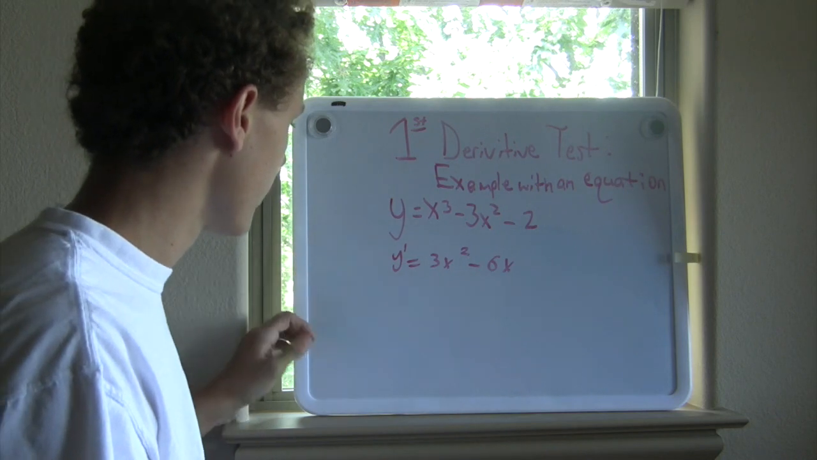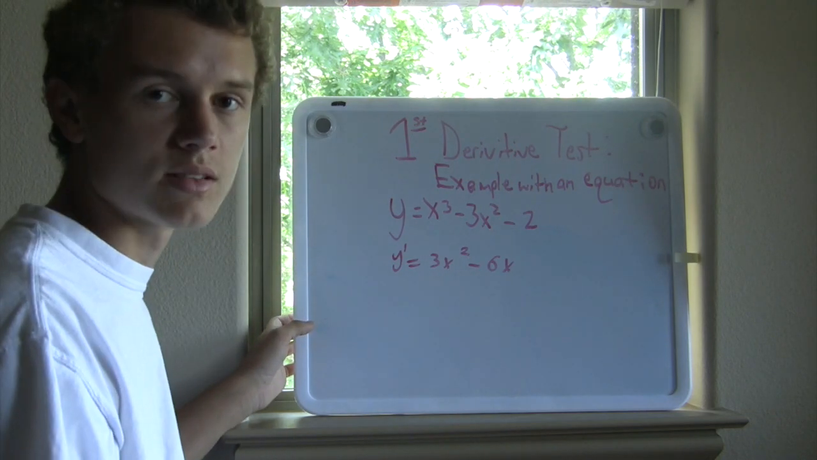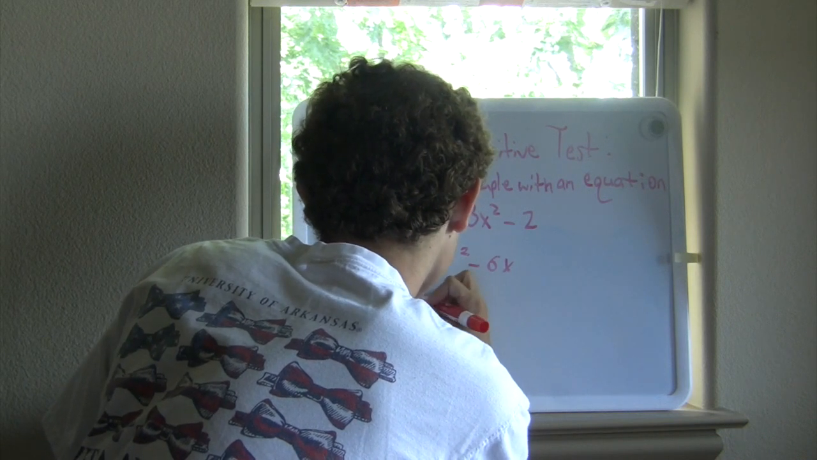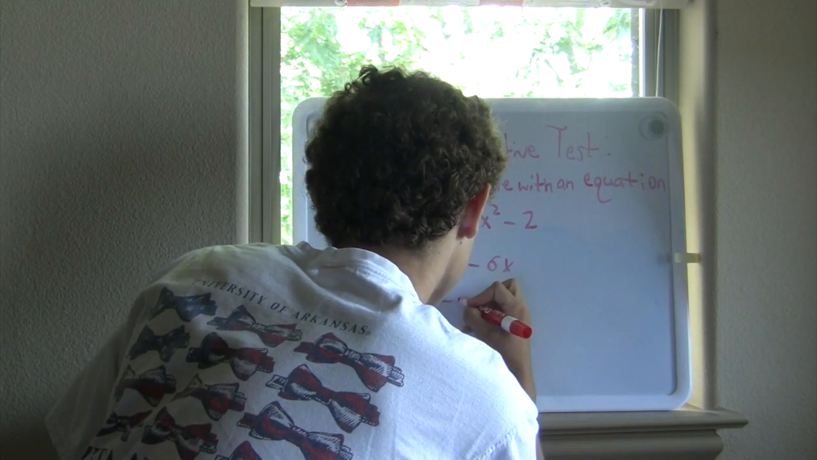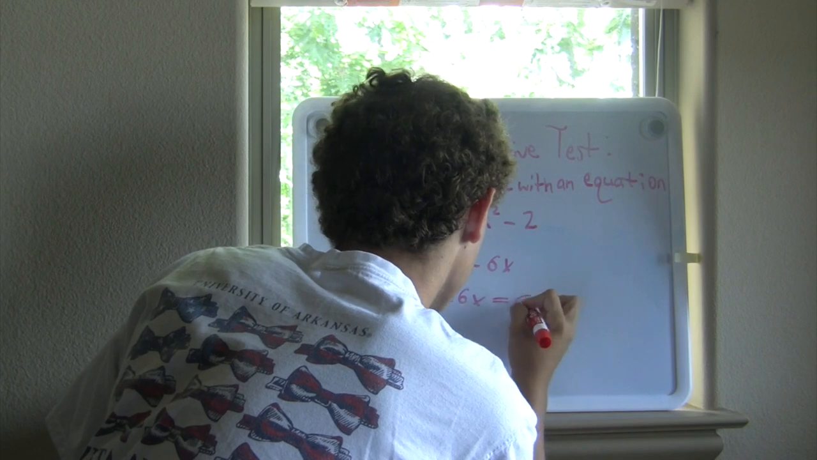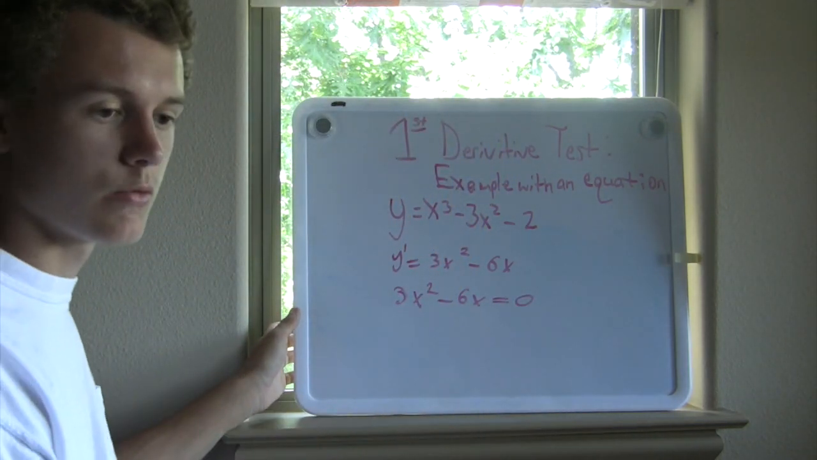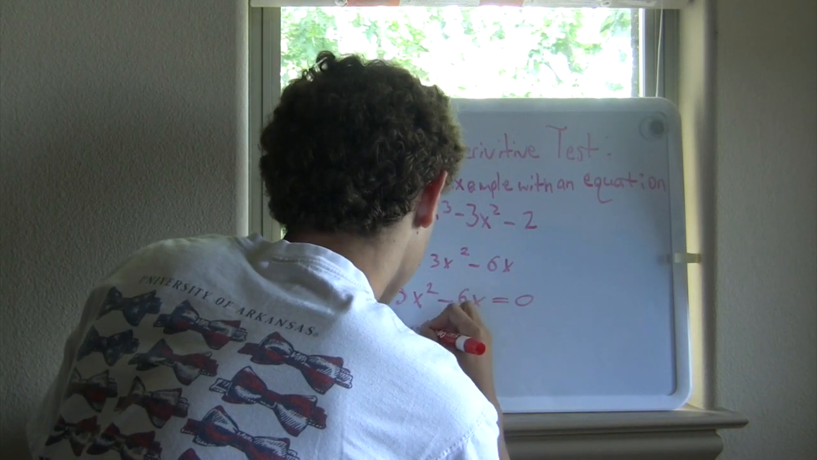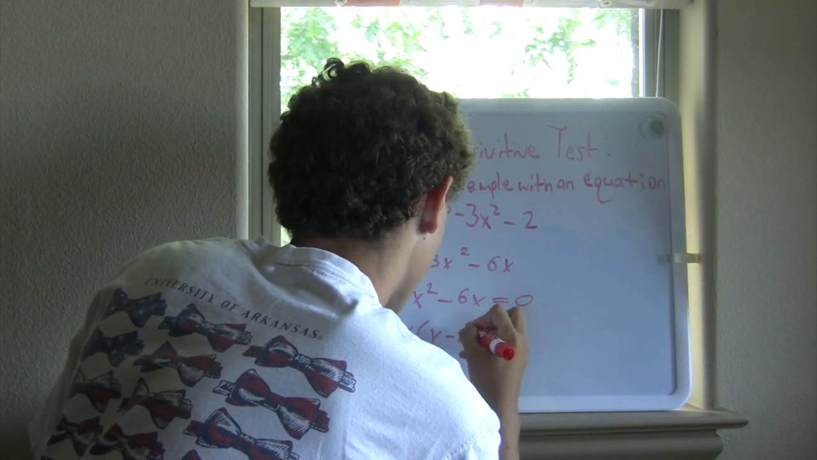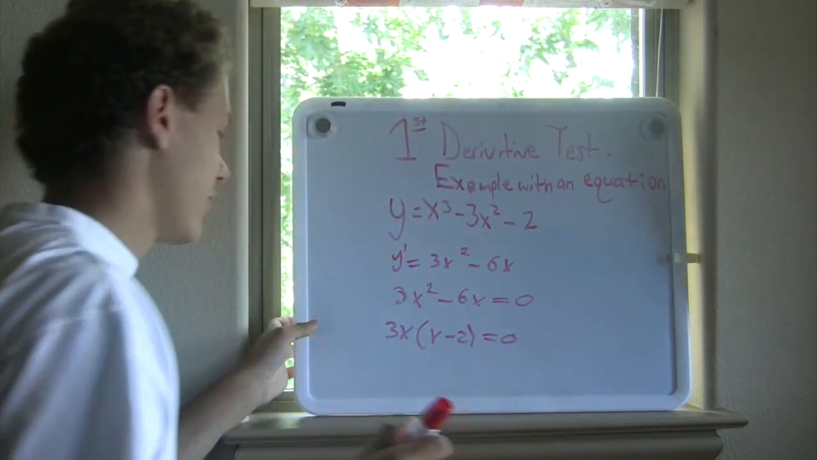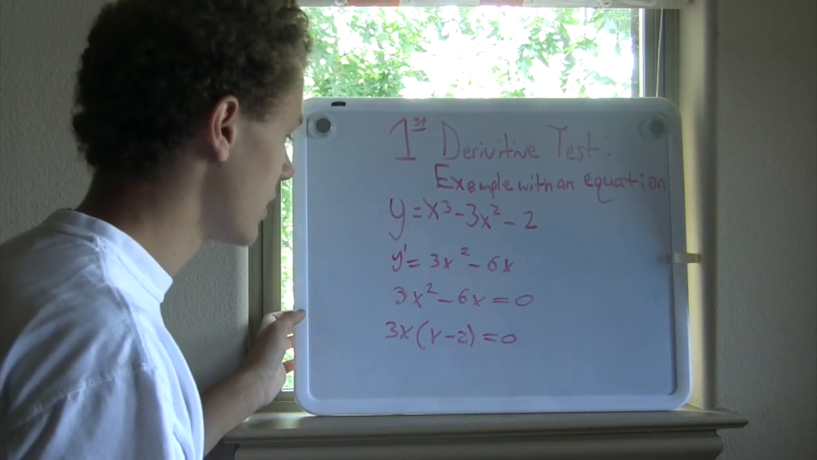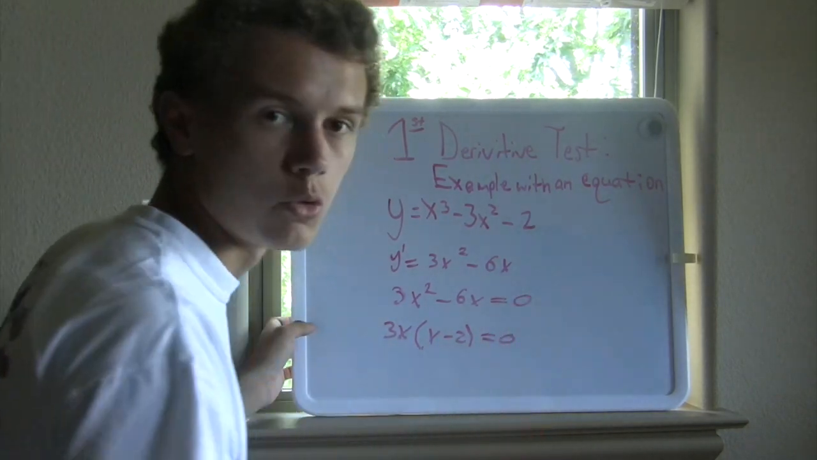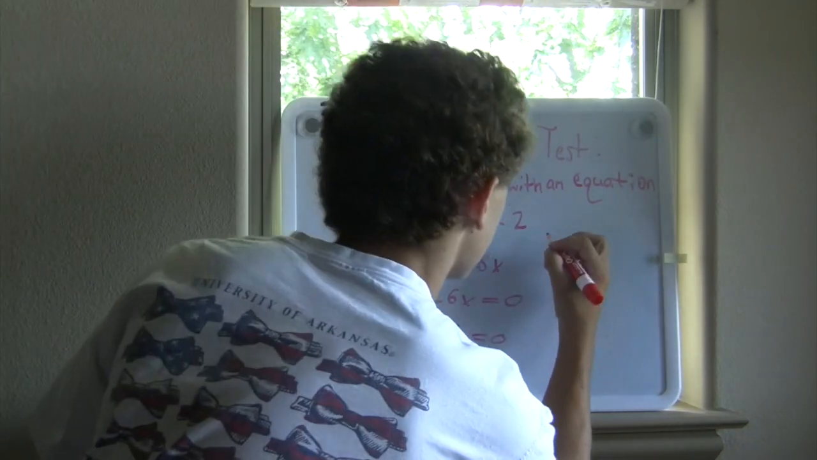Now that we have the derivative, we set it equal to 0: 3x squared minus 6x equals 0. We can factor out a 3x. After factoring out the 3x, we can see that our two critical points are going to be 0 and 2. We'll put them on the number line like Kai showed earlier.